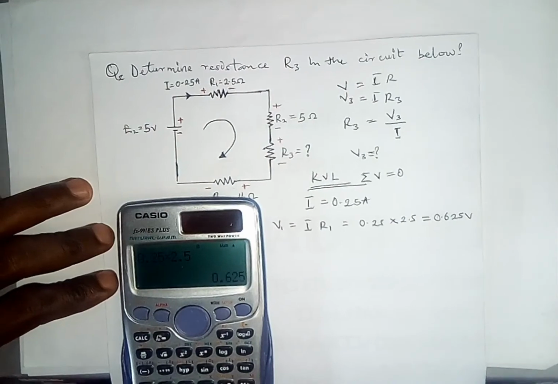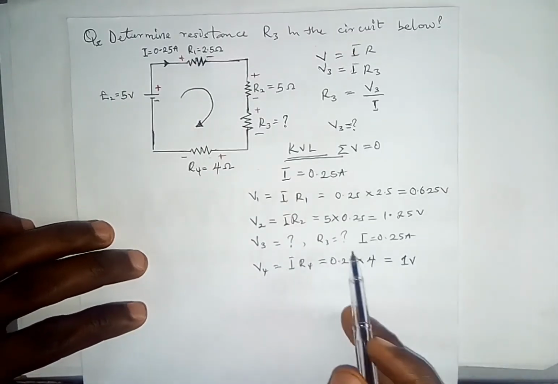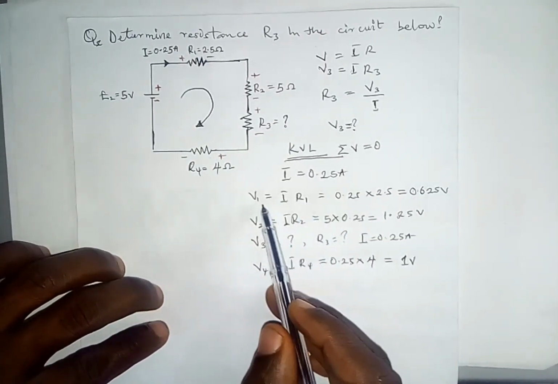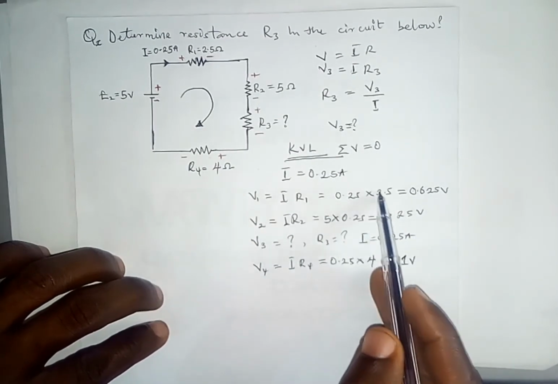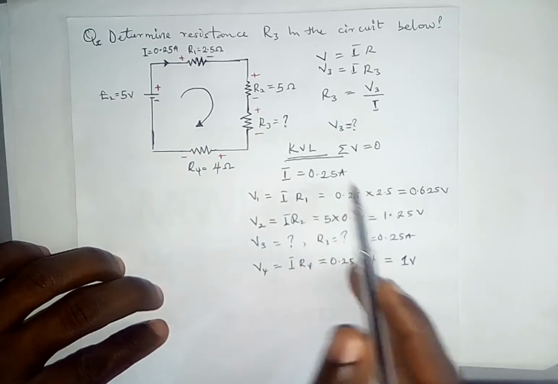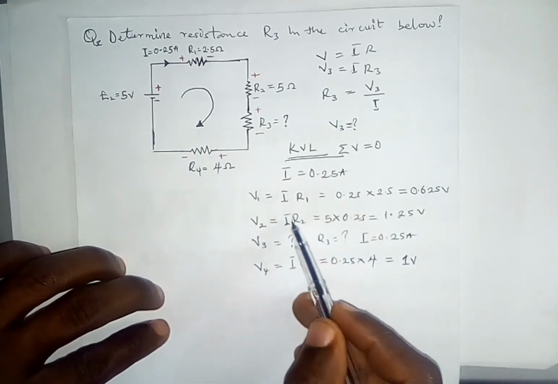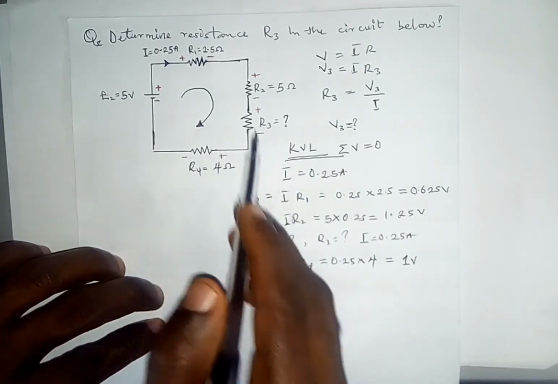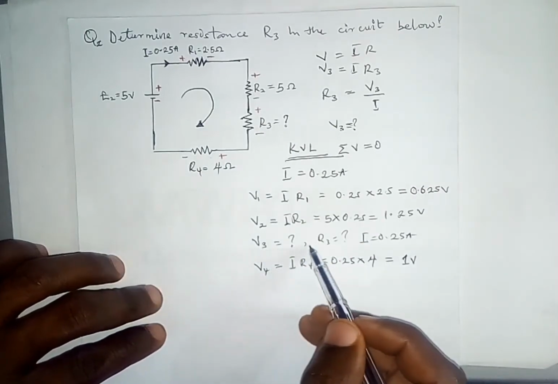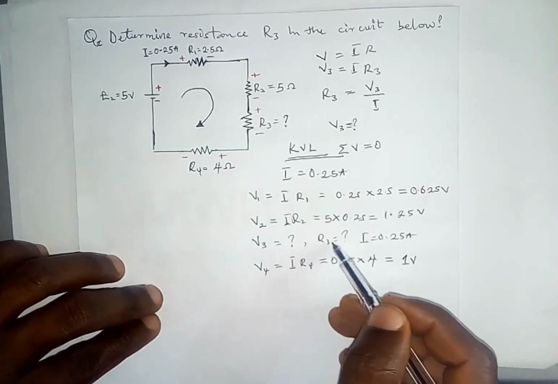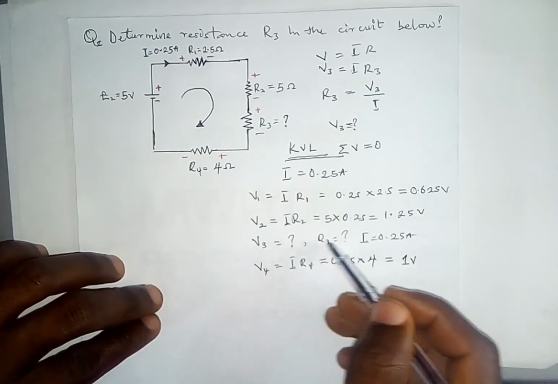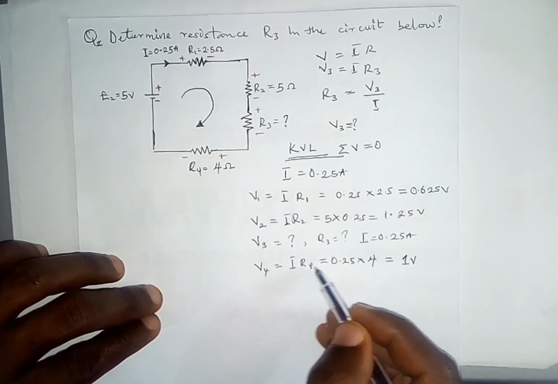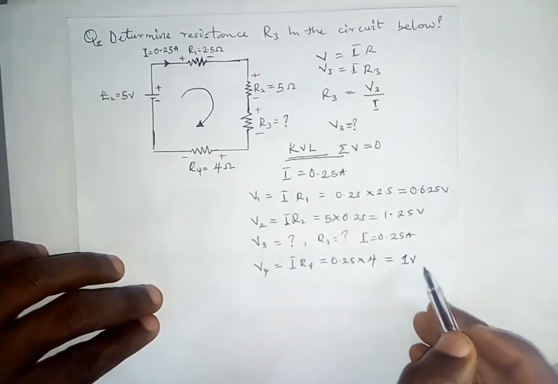Likewise, the same way we are going to calculate the voltage on the remaining elements. For V1, we multiply the common current by the resistor of that unit. The same thing applies to V2, which is 0.25 times 5 ohms. The V3 we don't know, that's what we are looking for, and since we do not know R3, there's nothing we are going to do to that. Our V4 is going to be IR4, which is 0.25 times 4 ohms, so we've got 1 volt.